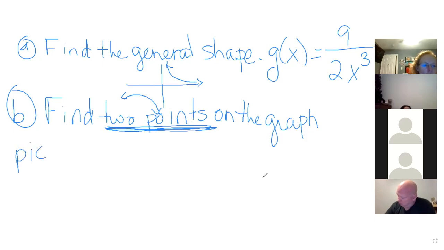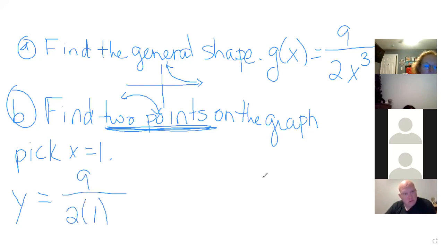1, there you go. Pick x is 1. Now remember, I know we're picking 1 like all day and all night. You can pick something else. It's just 1's easy. We like easy. If that's true, then this would be 9 divided by 2 times 1 to the 3rd. So all I did was take out the x, put in the 1.